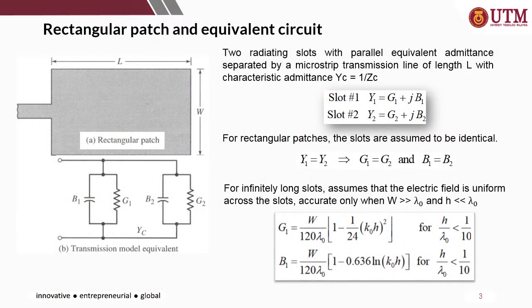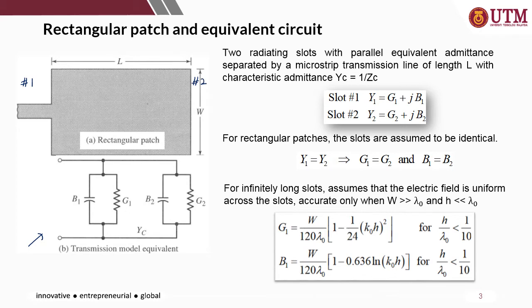Okay, now let's have a look at the rectangular patch and equivalent circuit. So the equivalent circuit for the patch antenna is shown here, in which there are two slots. Here is slot 1, and on the other side is slot 2.